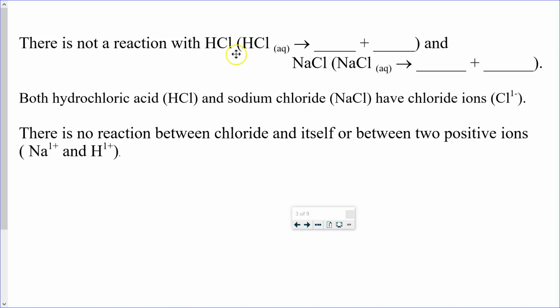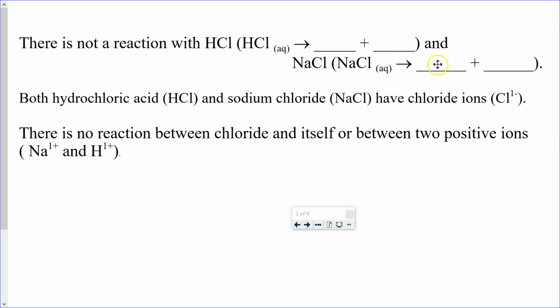So we have HCl and NaCl. This would be an example of 2 things that we could mix together. We'd have a solution of hydrochloric acid, a solution of sodium chloride, mix them together, and then we have a couple options of ions that we would be mixing.